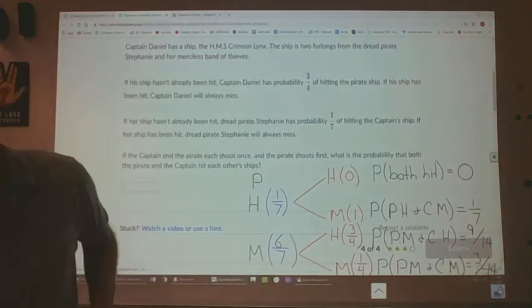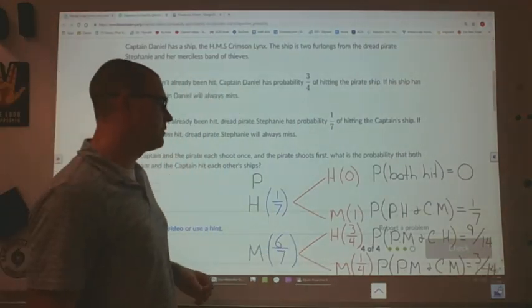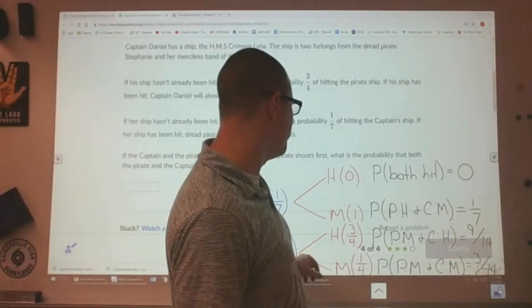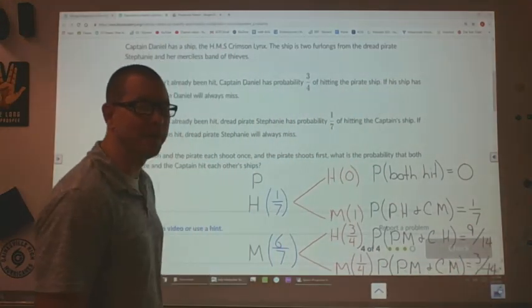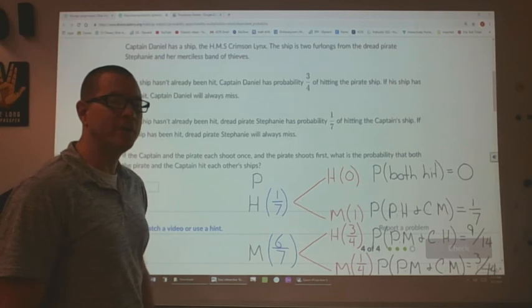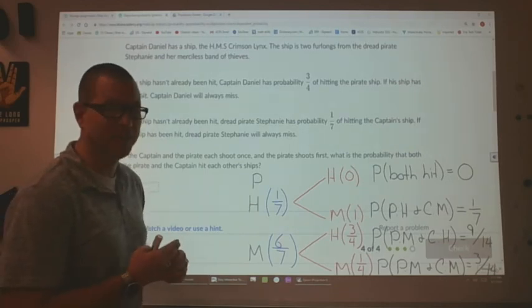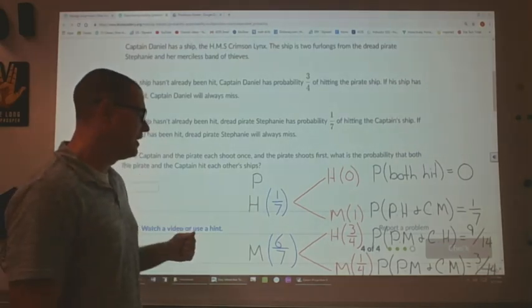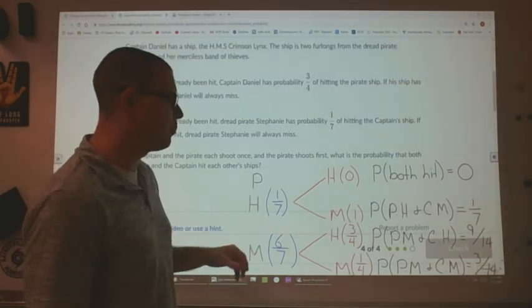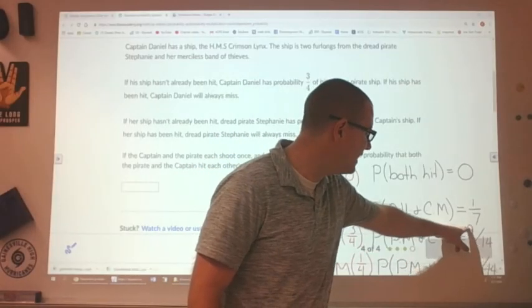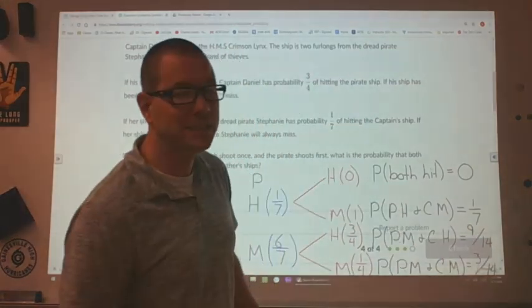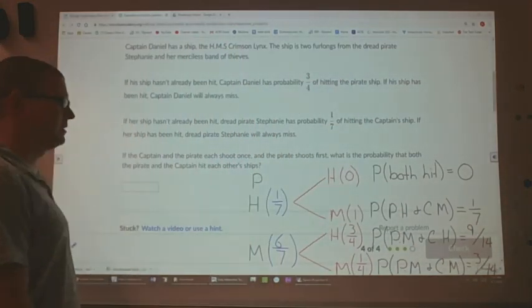So the most likely thing that will happen is that the pirate will miss and the captain will hit, 9 out of 14 times. If the pirate has some statistics on who he's up against, he will know that head-to-head, probably not the best, because he's likely going to miss and the captain's probably going to hit. So he'll need to devise some other strategy.